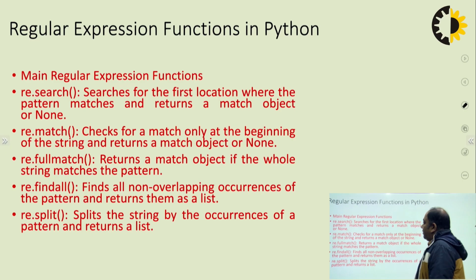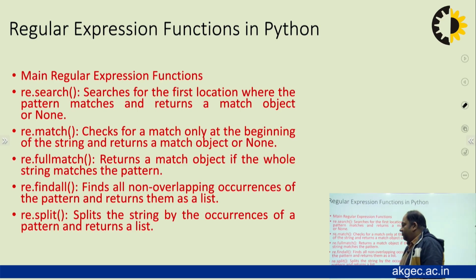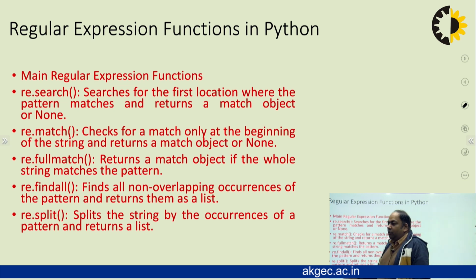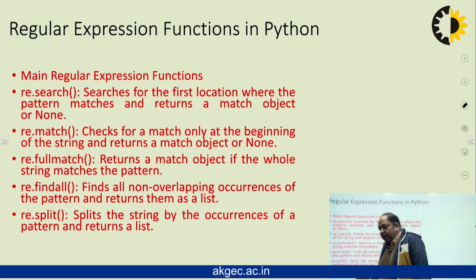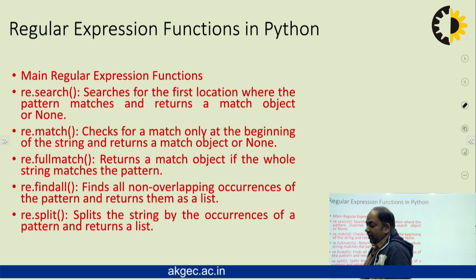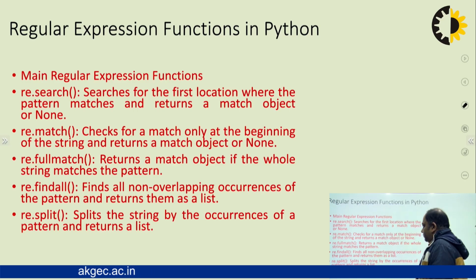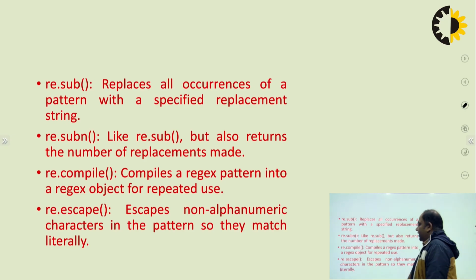Now I will take the regular expression functions like search, match, fullmatch, findall and split. Split we use especially when we write an email ID because it is divided into 3-4 parts. First it contains your name, then the @ sign, then the domain name, then dot, and after that .com, .in, or any other. So re.split, then re.sub, re.subn, re.compile and re.escape.